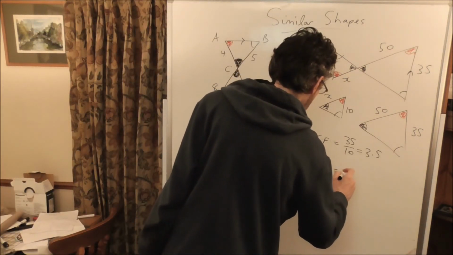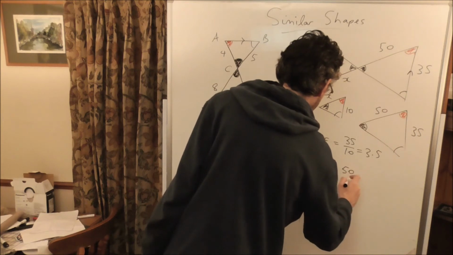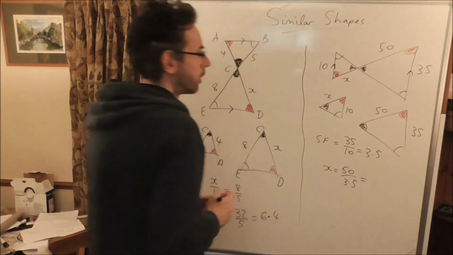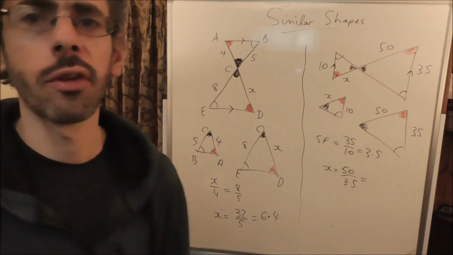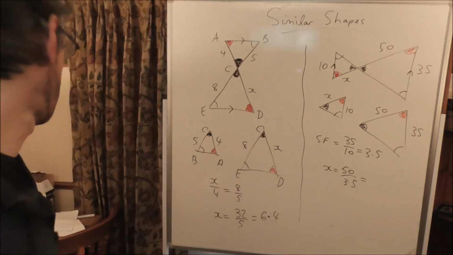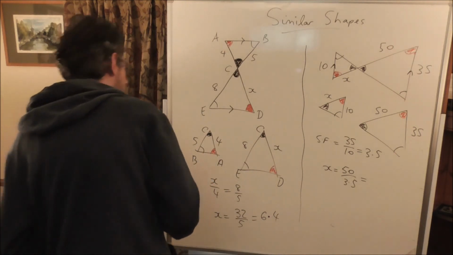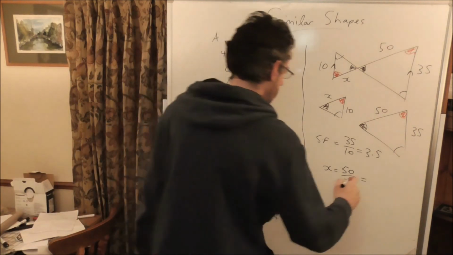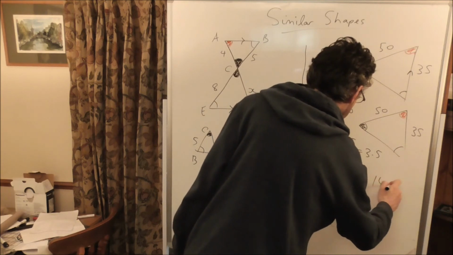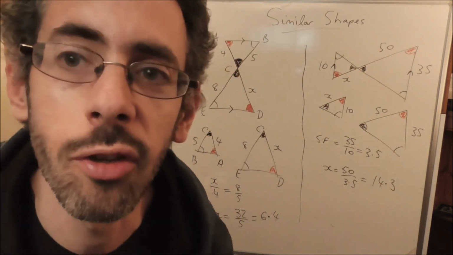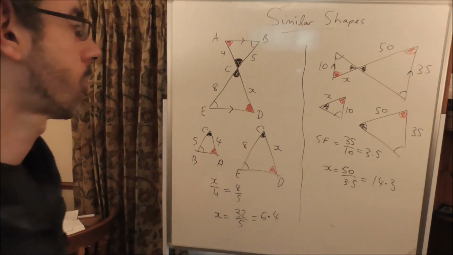X equals 50 divided by 3.5, which is, I think it's about 14.3 or something like that. Is it 14.3? I should have worked that out before. I don't have a calculator on me, but I think it's about 14.3. It's 14 2/7 anyway. So, that's it.